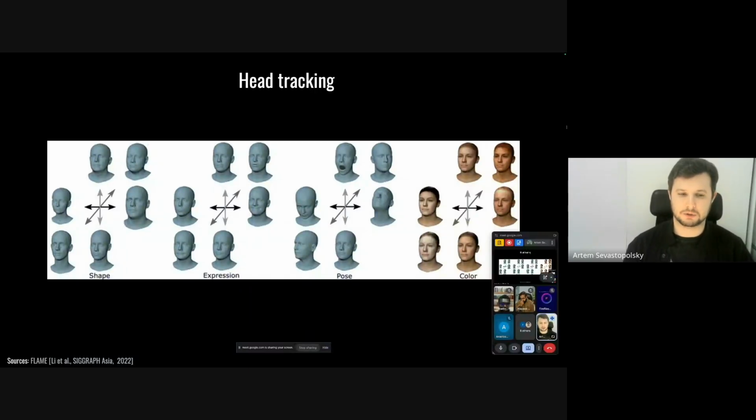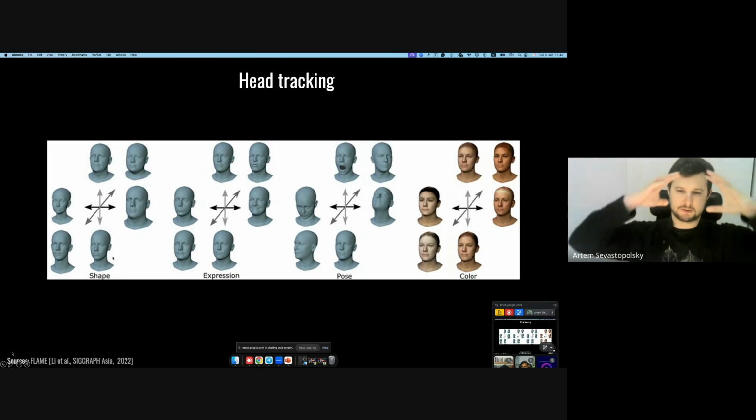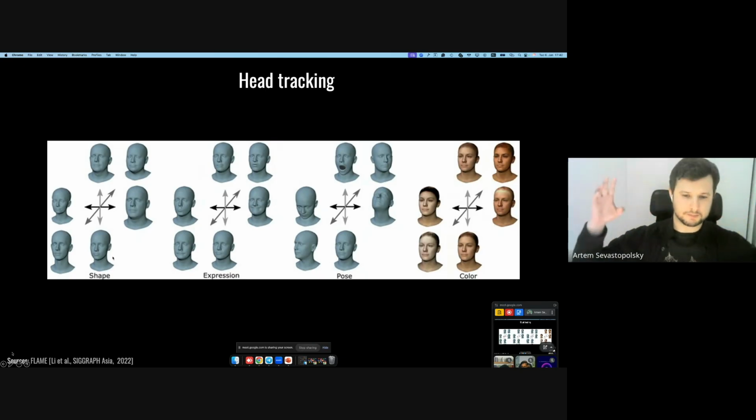The head tracking algorithms usually involve estimating a parametric model. What is a parametric model? It is a model which can be controlled by parameters. So if you look at this, it's usually a fixed template, fixed 3D mesh, which can be deformed, and deformation is defined by several feature vectors.